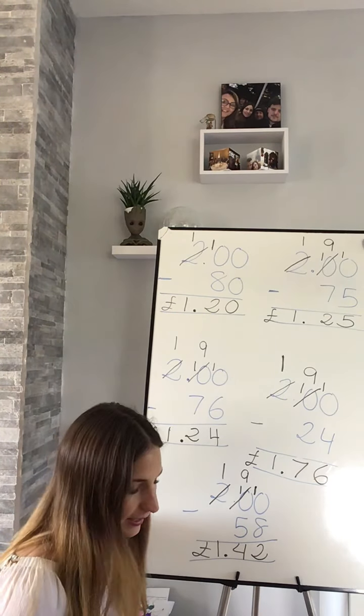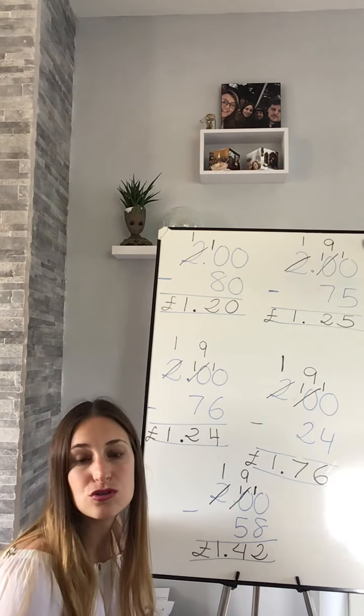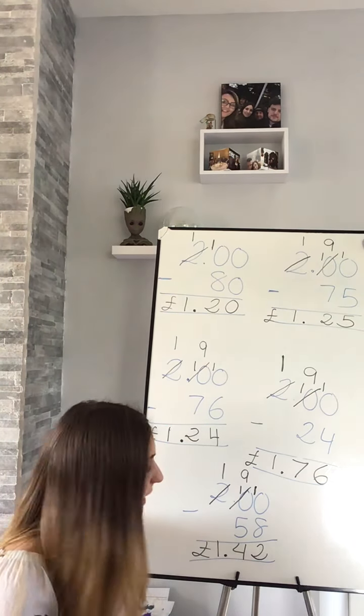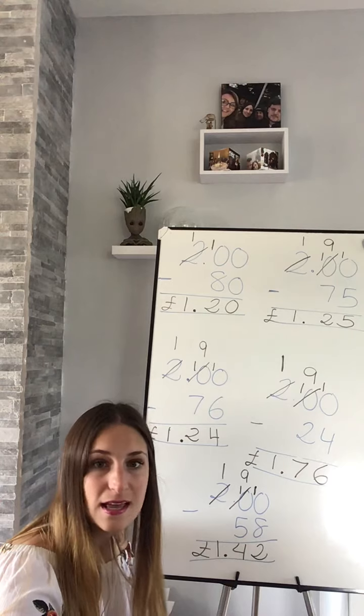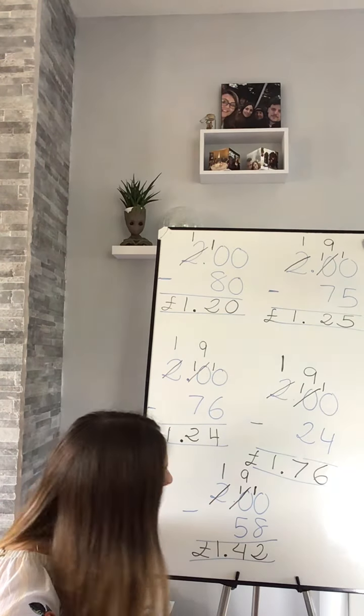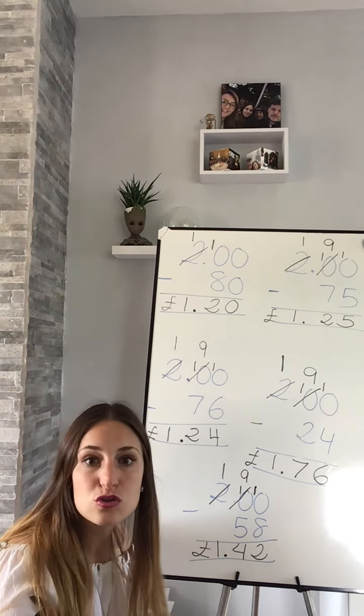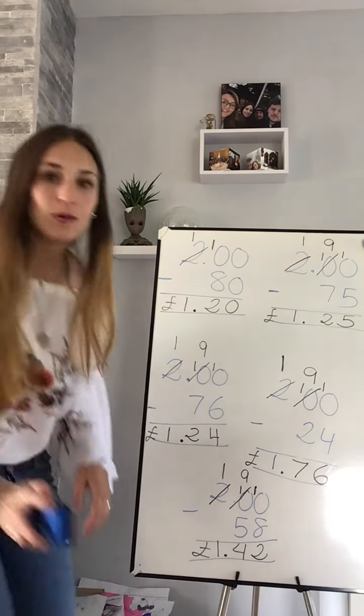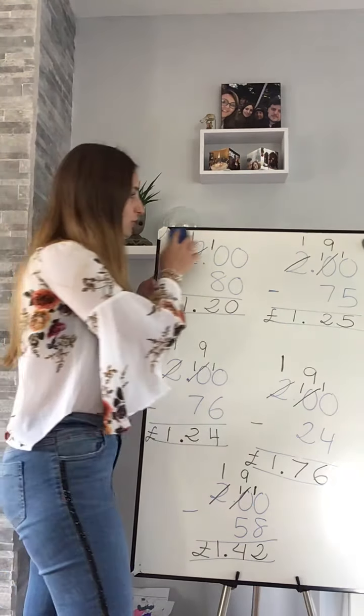£1.42. Okay, I've seen some of your work, you sent it to me, and most of them are correct, so I guess that most of you got this. So today we are going to do it a little bit more tricky, and we are going to try to subtract pence from £5. Shall we do it? I think that you can. Let's try it.